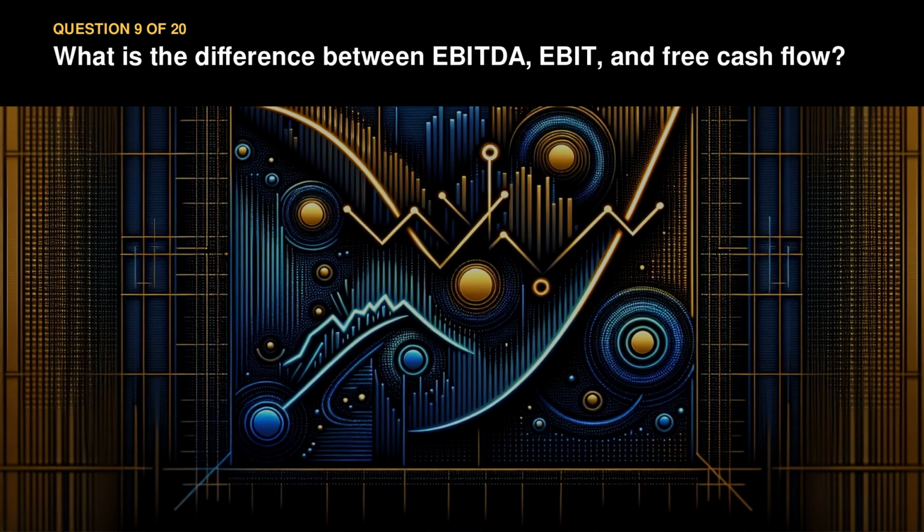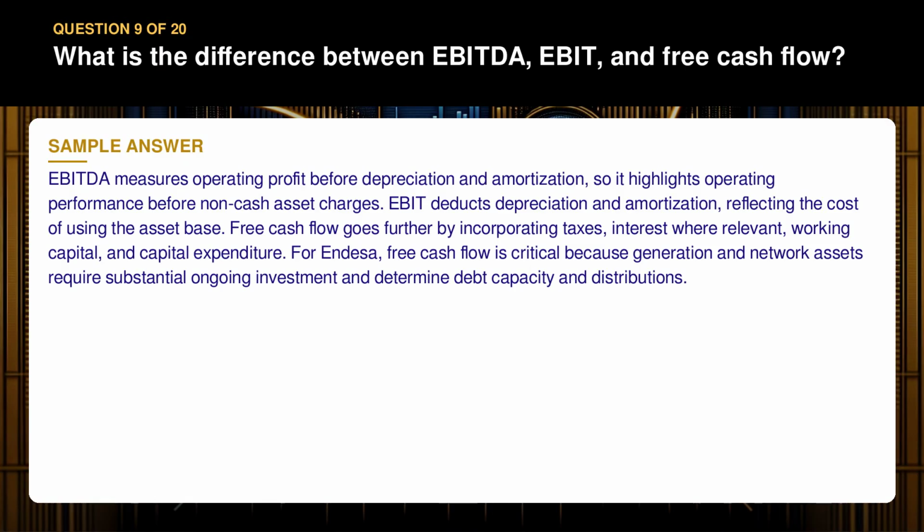Question 9. What is the difference between EBITDA, EBIT, and free cash flow? EBITDA measures operating profit before depreciation and amortization, so it highlights operating performance before non-cash asset charges. EBIT deducts depreciation and amortization, reflecting the cost of using the asset base. Free cash flow goes further by incorporating taxes, interest where relevant, working capital, and capital expenditure.